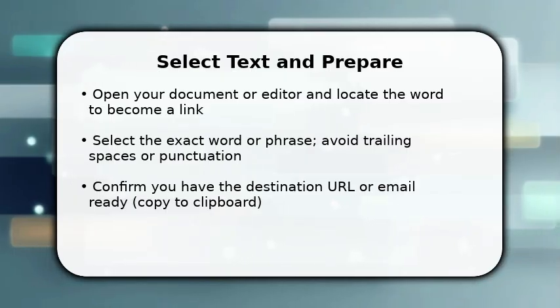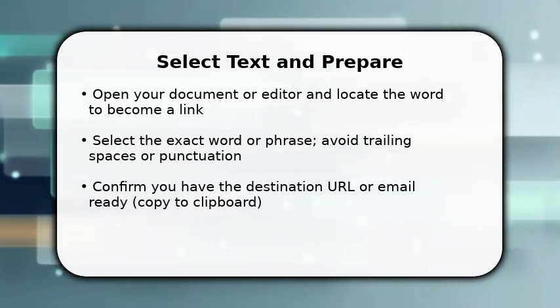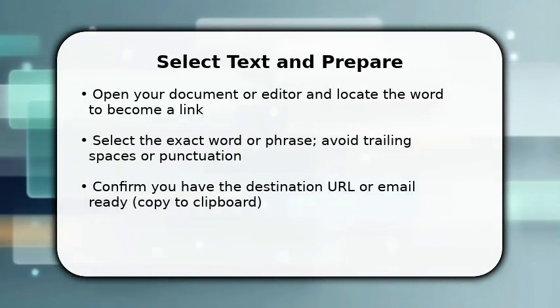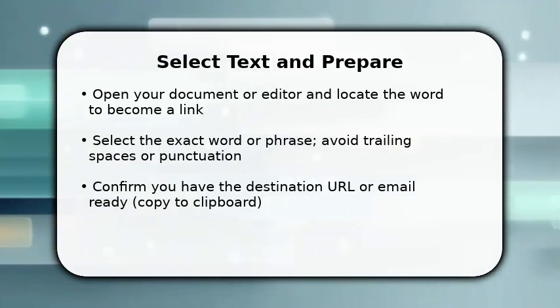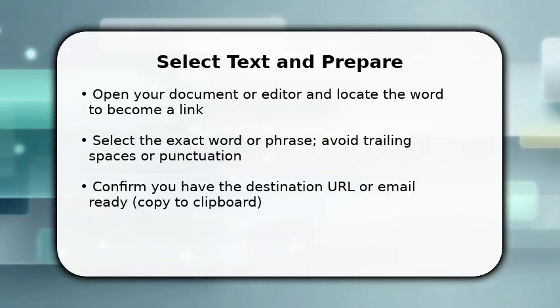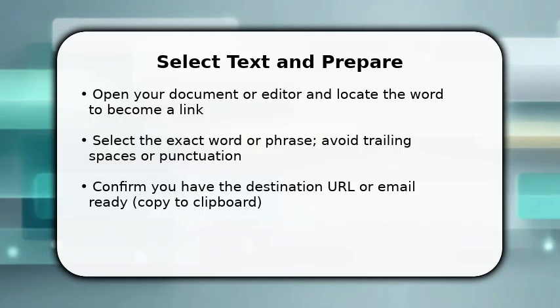You start by choosing the word you want to turn into a clickable link. Once selected, make sure you have the destination URL or email address copied. If you're in a web editor or word processor, use the selection tools. If in HTML, prepare the anchor tag. This step matters because a precise selection avoids broken links and accidental punctuation.